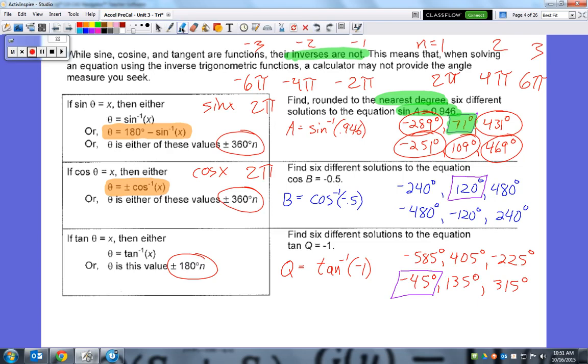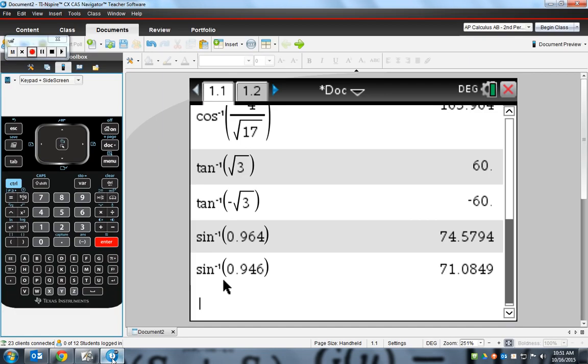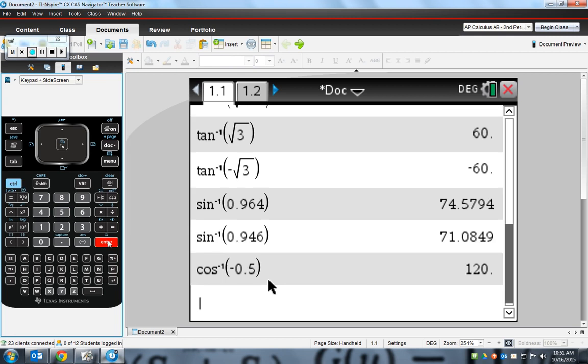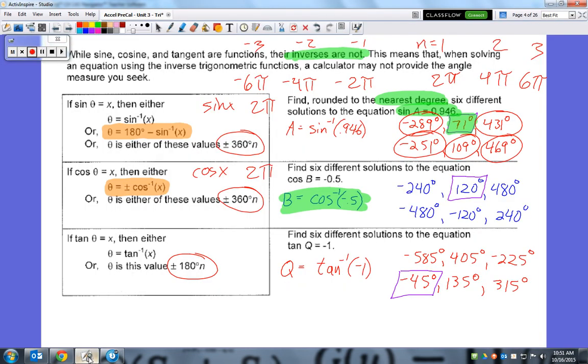Alright, so the same if I were to take the arc cosine of negative 0.5 with my calculator. Arc cosine of negative 0.5, control enter, I get 120. The reason why I get 120, again, is because it's lying in the restricted domain of arc cosine. Let me give you a quick visual. Unit circle wise, this is the domain of arc cosine. Is 120 in that? Yes, it's right here.